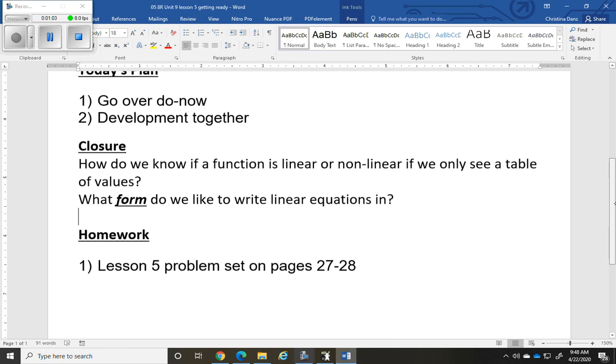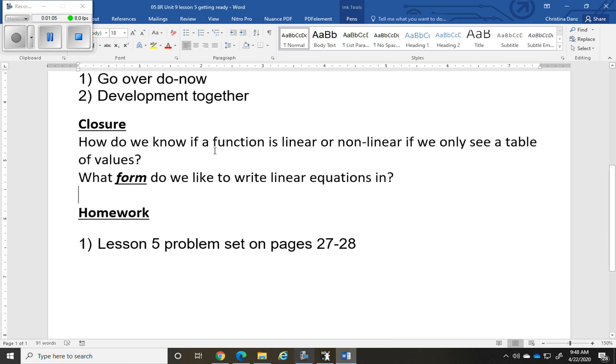And at the end of this lesson, you should know if a function is linear or nonlinear just by seeing a table. And you should be able to tell me the form that we like to write our linear equations in. Your homework is the problem set, and it's on pages 27 and 28.